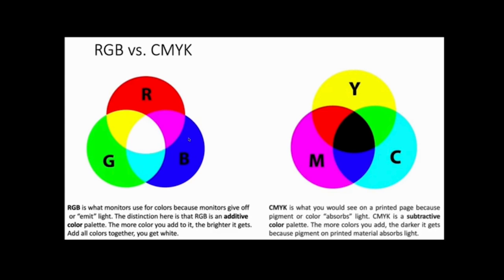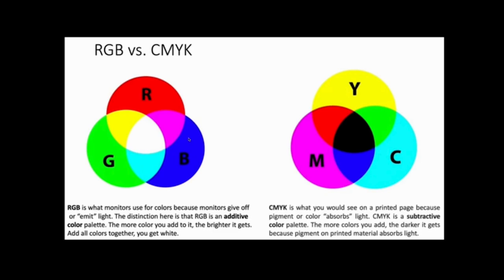The big difference here is that it's an additive color. So the more color you add to it, the brighter it gets. And all the colors together, you get white right in the middle. In contrast, if you are putting it on a printed piece of paper, you really want to use CMYK. CMYK is cyan, magenta, yellow, and black. And those are the main pieces that are used for that.